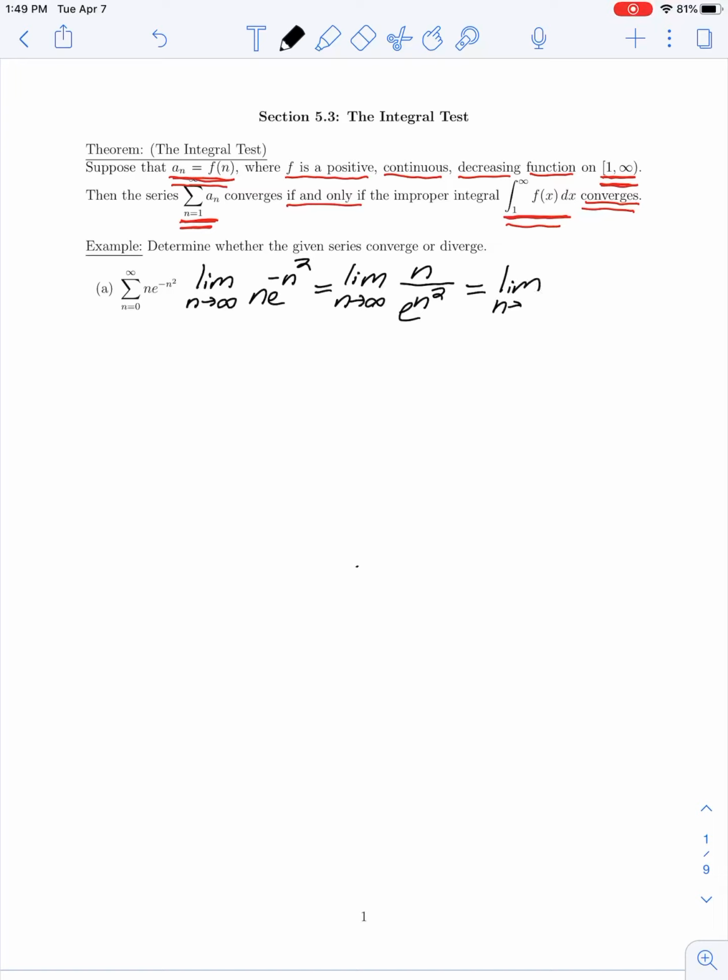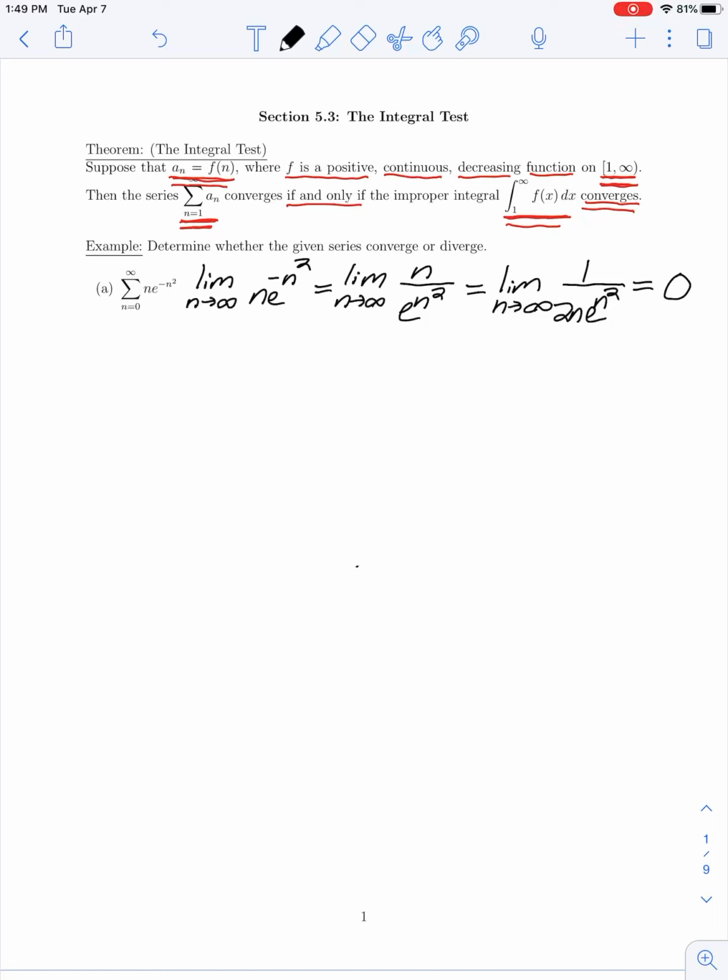So we're looking at the limit as n approaches infinity. The derivative of our numerator is 1. And the derivative of our denominator is e to the n squared times the derivative of n squared, which is 2n. And now as n becomes larger, this ratio is approaching 0. So here, the test for divergence doesn't give us any information.